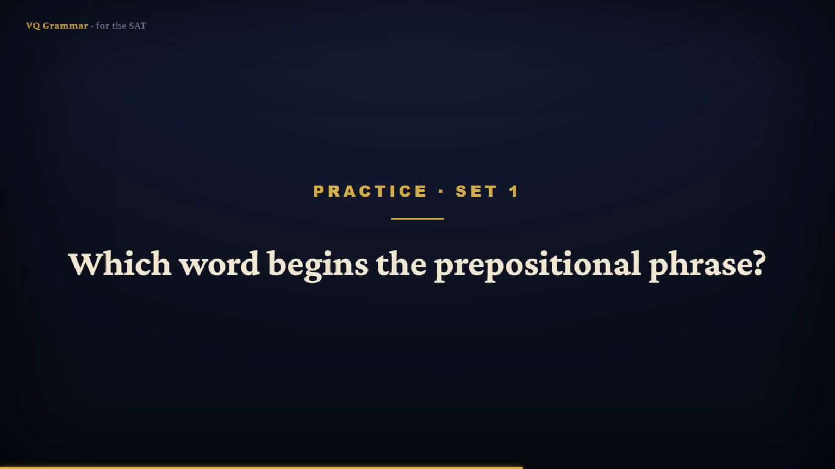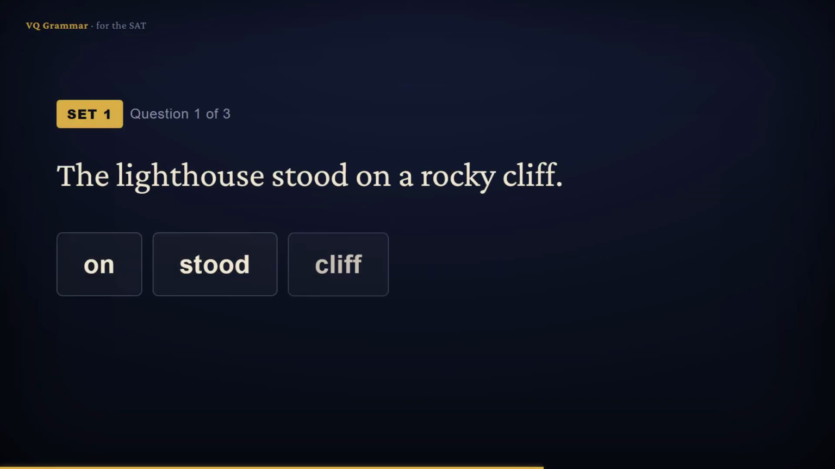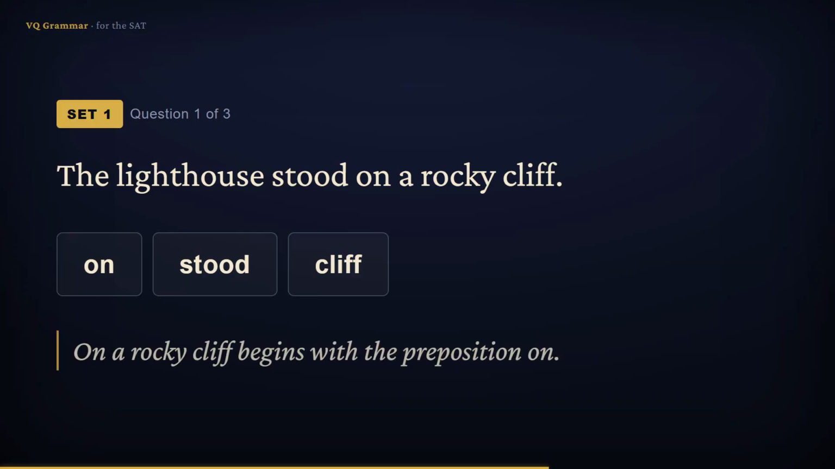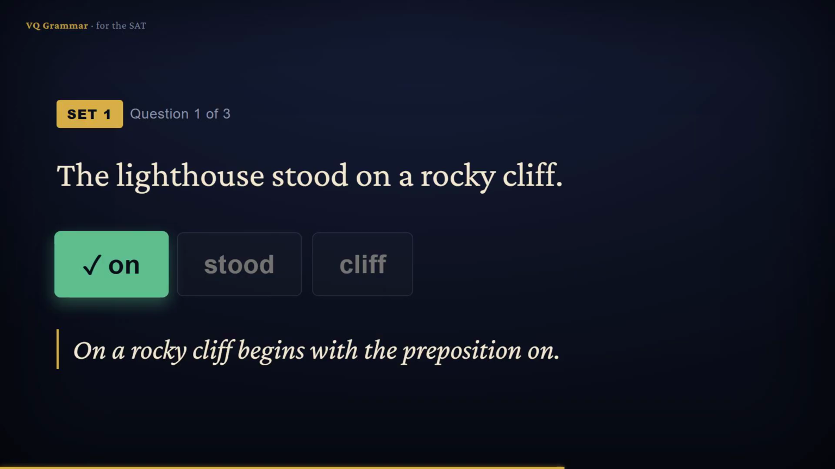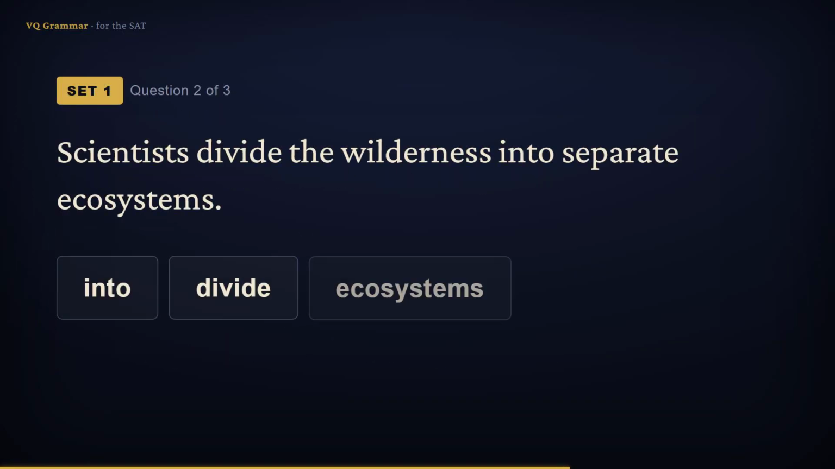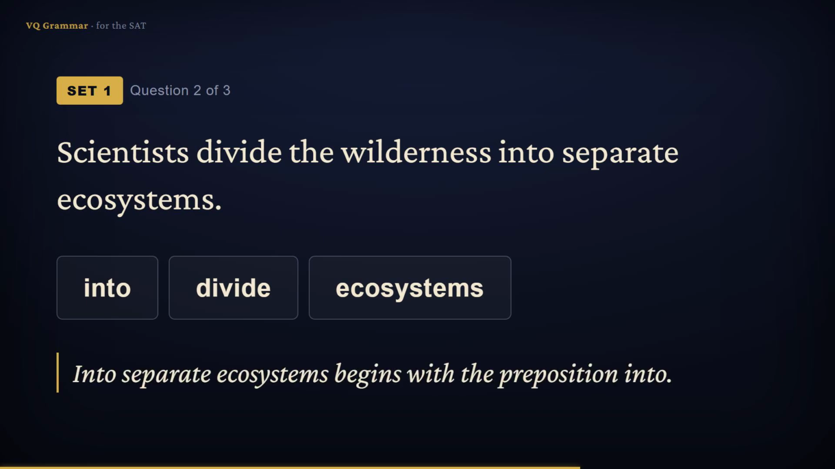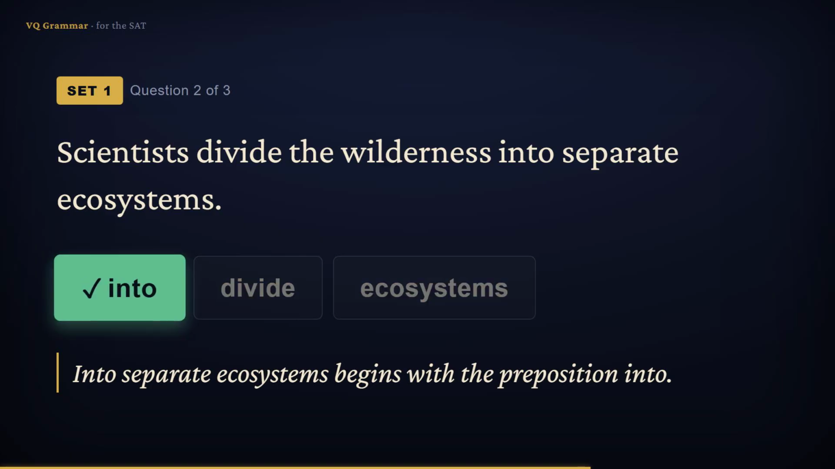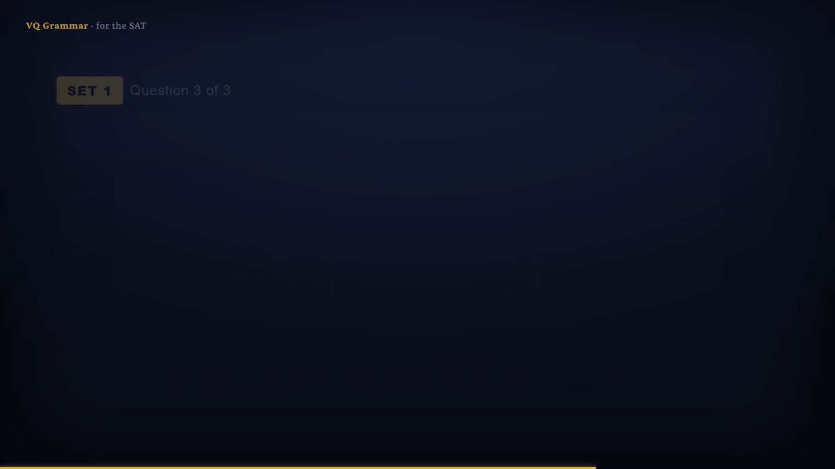Let's practice. In each sentence, pick the preposition that begins the prepositional phrase. Pause and try before I answer. The lighthouse stood on a rocky cliff. The phrase is on a rocky cliff, beginning with the preposition on, so the answer is on. Scientists divide the wilderness into separate ecosystems. The phrase is into separate ecosystems, beginning with into, so the answer is into.